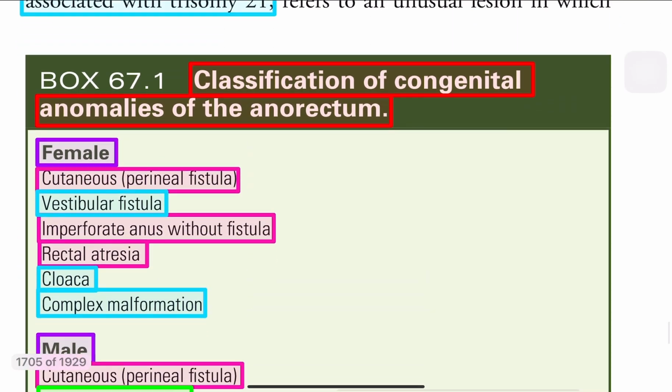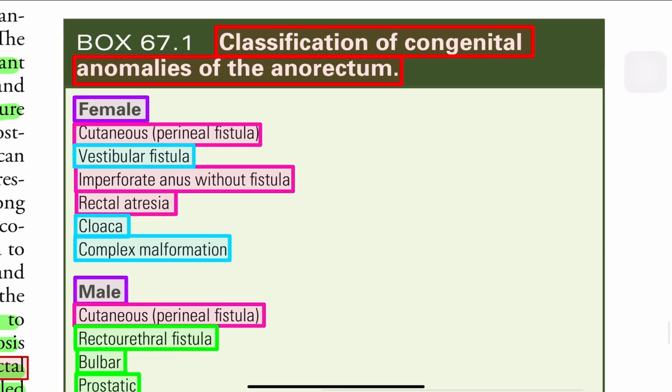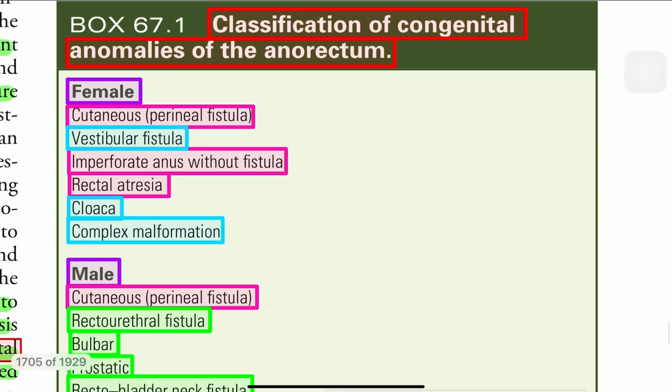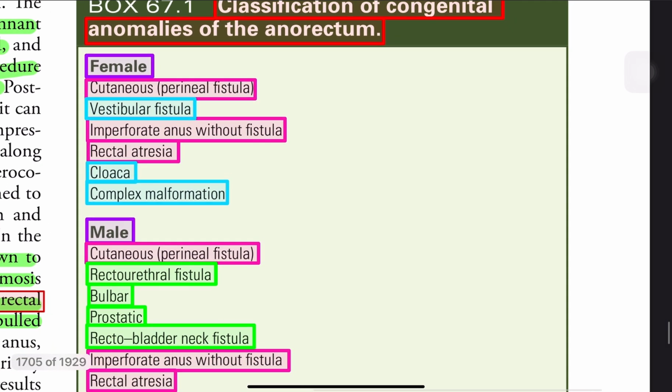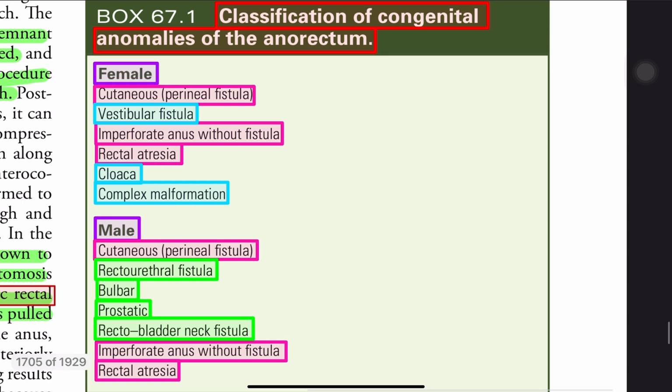So there is a classification of congenital anomaly of the anorectum. It is different for male and female. So we'll see what are the common in female and male. Cutaneous or perianal fistula can occur in female and in male. Then imperforated anus without fistula can occur in both sexes, and rectal atresia can occur in both sexes.